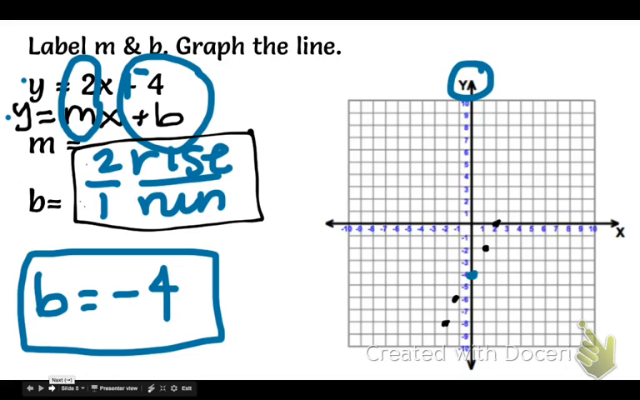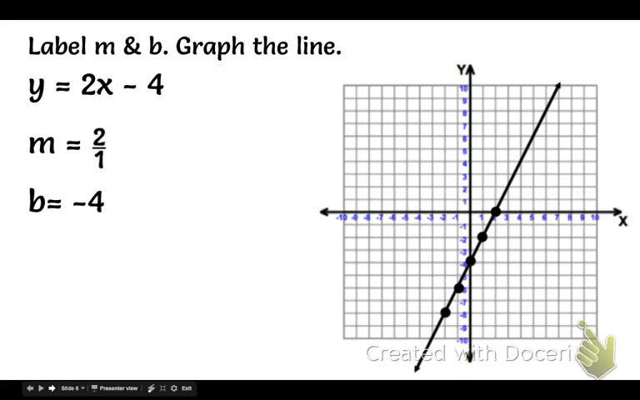Now I need to grab my straight edge, and from here I need to connect these points with a straight line, and I need to put arrows on both sides of the line. So my line looks like this. All right, let's do one more example.